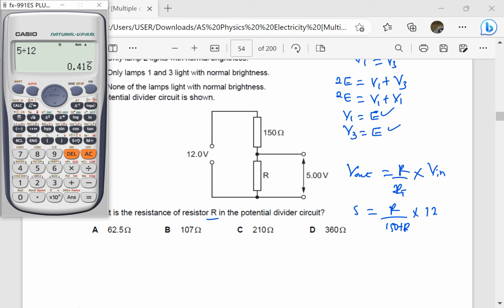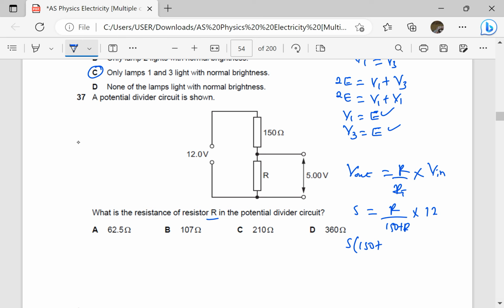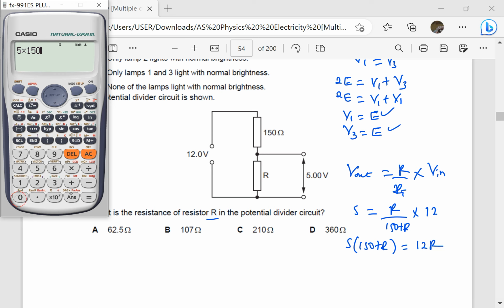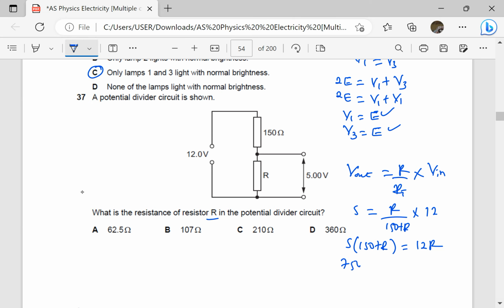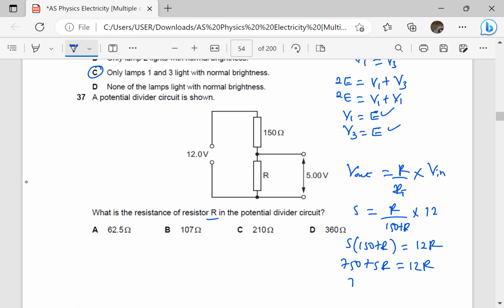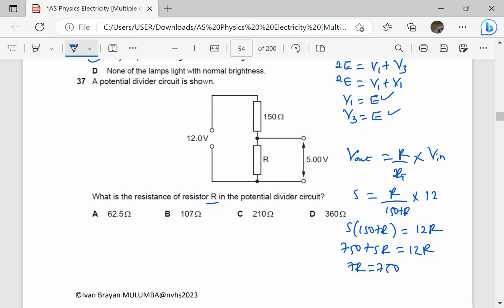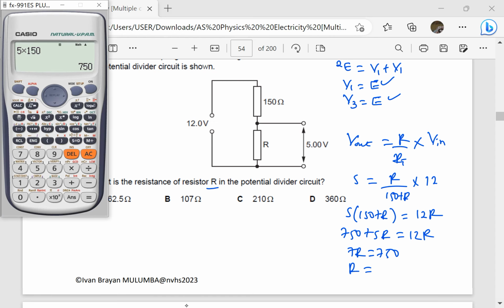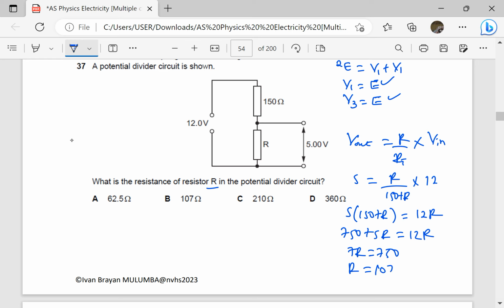Let me leave it as 5 over 12. I just cross multiply: 5 into 150 plus R is equal to 12R. Open brackets, 5 times 150. So we have 750 plus 5R is equal to 12R. Subtract: 12 minus 5 is 7. So 7R is equal to 750. And what is R? R is 750 divided by 7, which is 107. So the answer will be B.